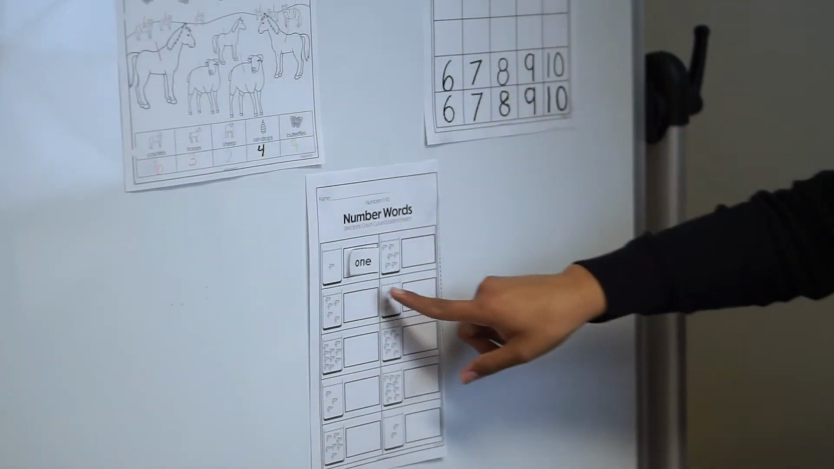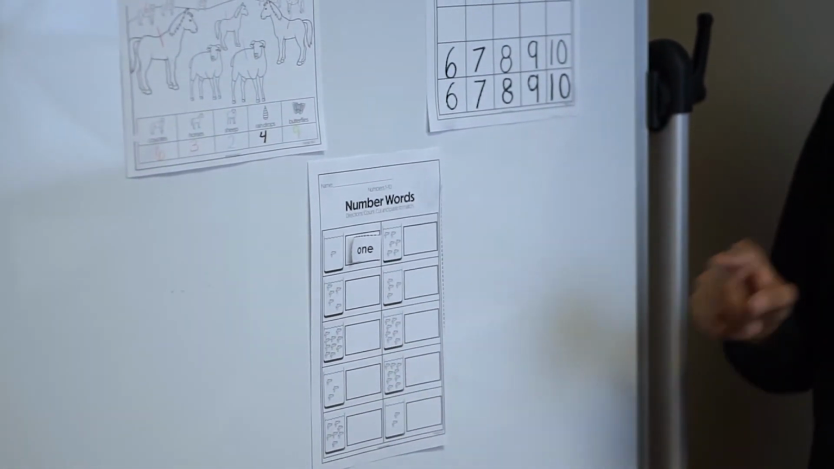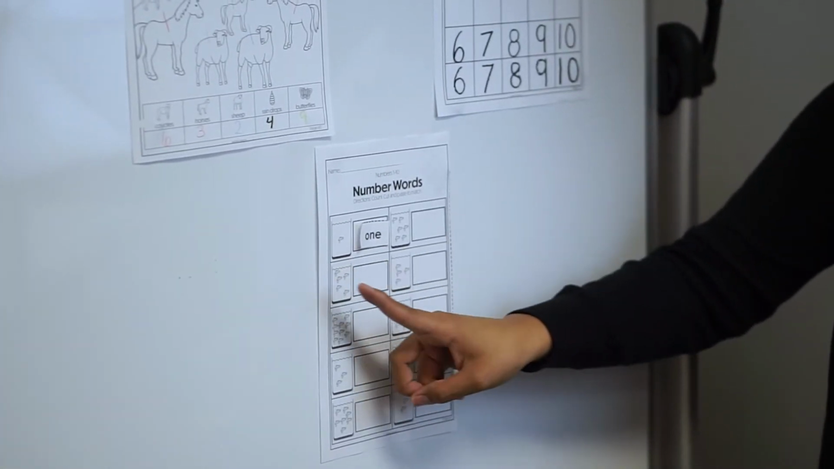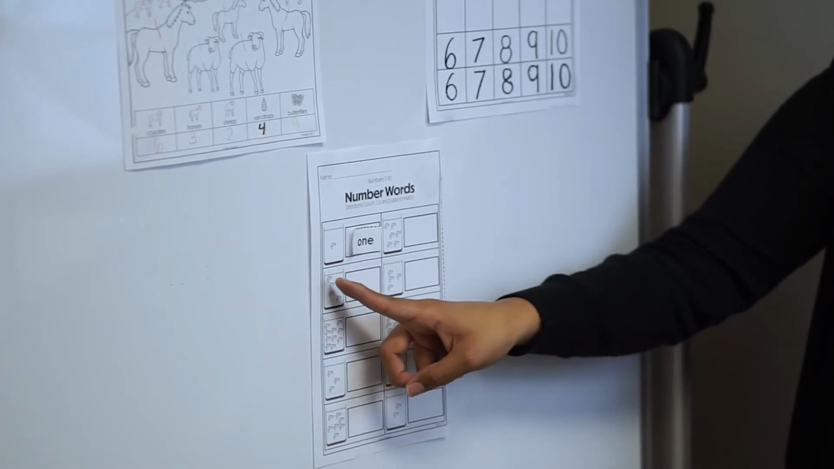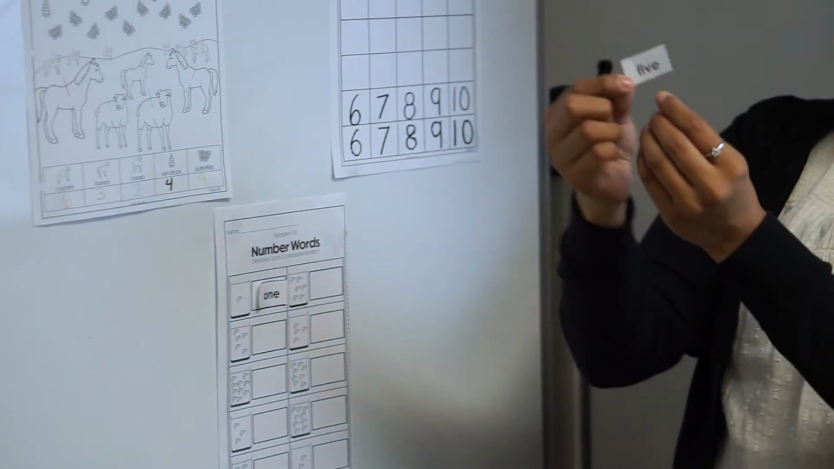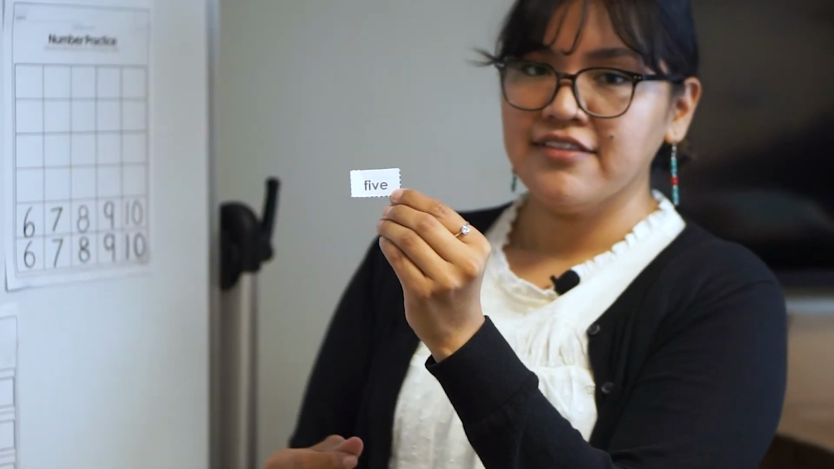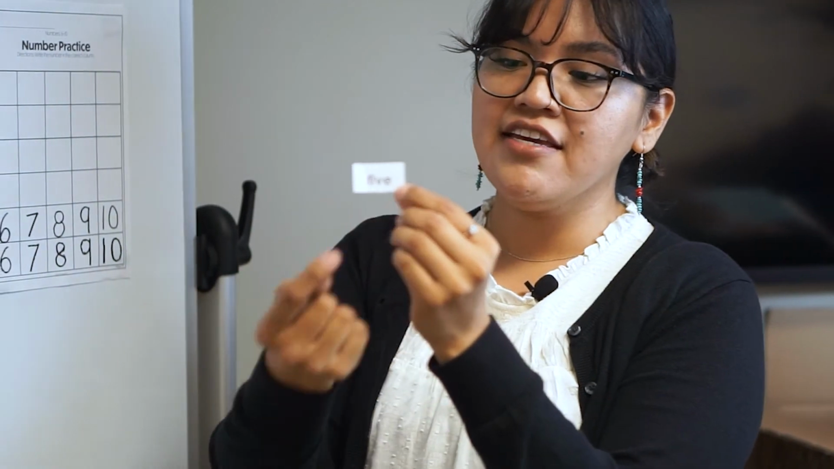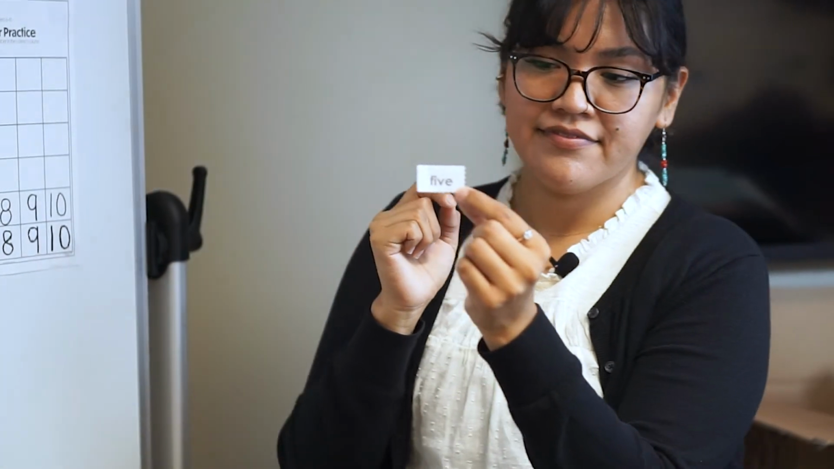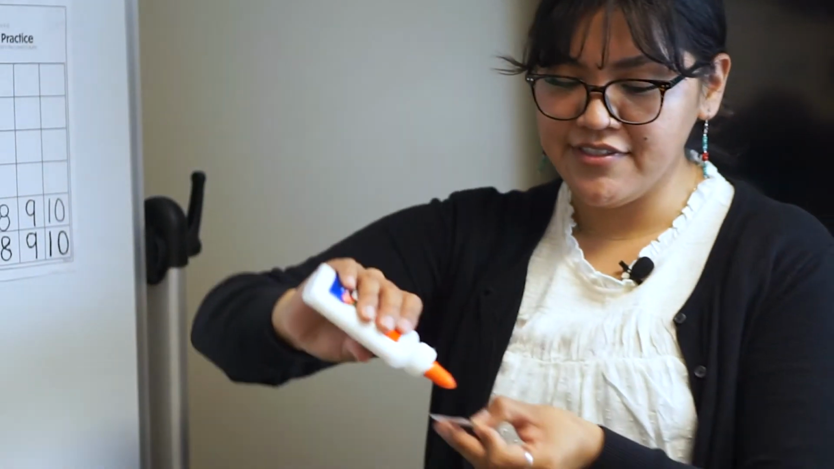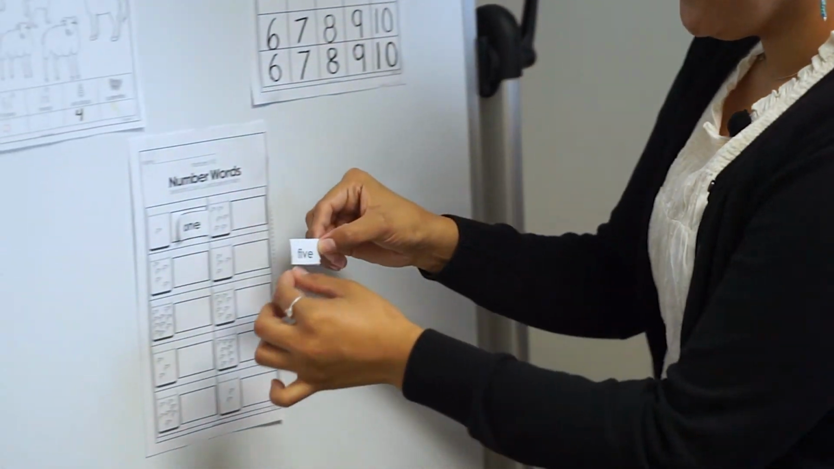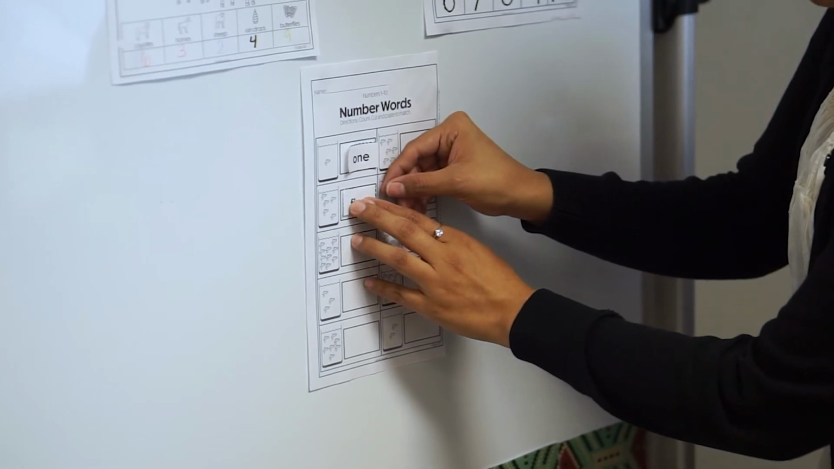So let's look in this box. How many fish are in this one? There are 1, 2, 3, 4, 5. There are 5 fish swimming. So we're going to look for the number word 5. I have it right here. So it's F-I-V-E. That spells 5. I'm going to put some glue in the back of that one, and we're going to paste it where it says number 5.